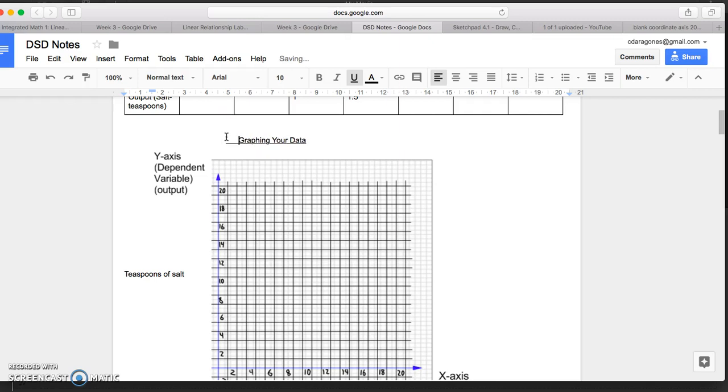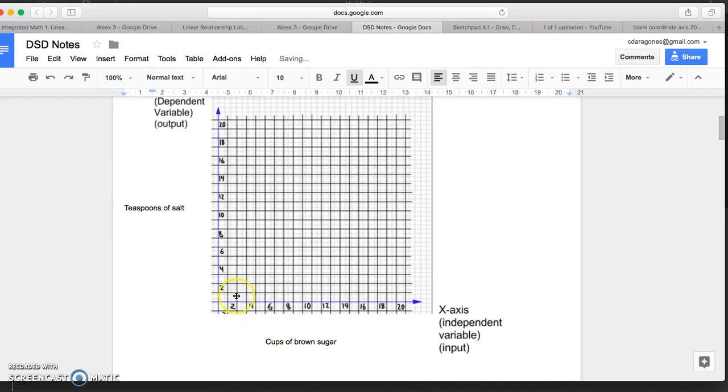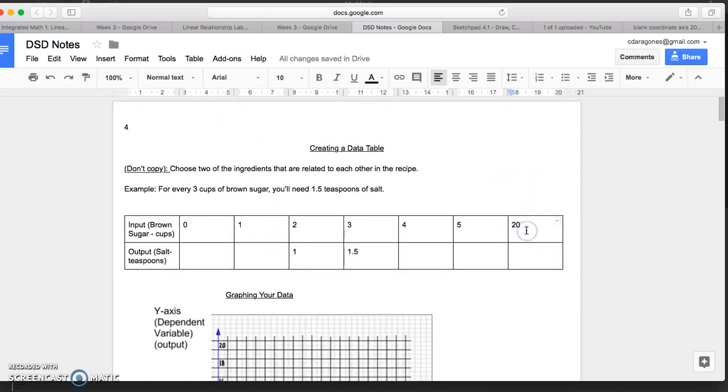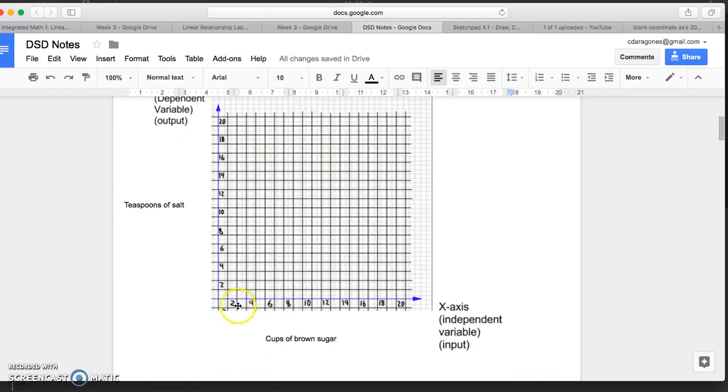Okay. The other thing that's really important is to scale your graph. So as you can see, we went up to 20 cups. So I scaled my independent variable as 20 and my dependent variable as 20. If I'm looking at 100 cups, obviously this graph would not be good enough. It wouldn't be big enough. I'd have to go all the way to 100.